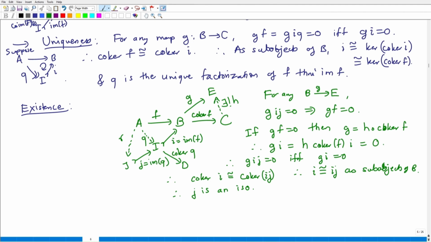How do I define morphisms between two morphisms? We are working in the subobject pre-order. Yeah, slice category, simple idea. Slice category or subobject, in particular just monomorphisms with the same target. Okay, so I is isomorphic to Ij as subobjects of B, and therefore J is an isomorphism.